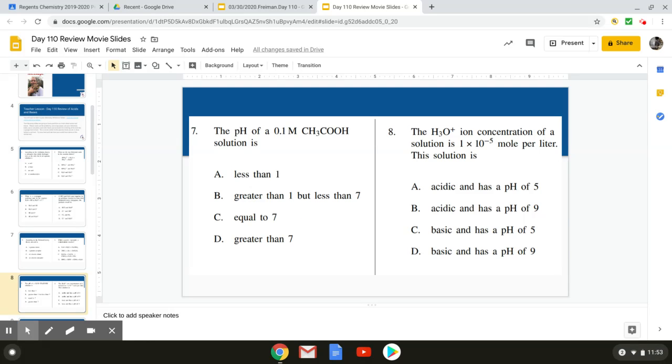Number 7, the pH of 0.1 molar CH3COOH. Well, you would look that up on Table K and find that that's acetic acid. So acetic acid has a pH greater than 1 but less than 7. It's in that acid range. Number 8, the H3O+ or hydronium ion concentration of a solution is 1 times 10 to the negative 5th moles per liter. This solution is, well, when we look at it, 10 to the negative 5, we take the negative log, and that ends up being 5. So it has a pH of 5, and a pH of 5 is less than 7, so that's acidic. Should have been choice A.